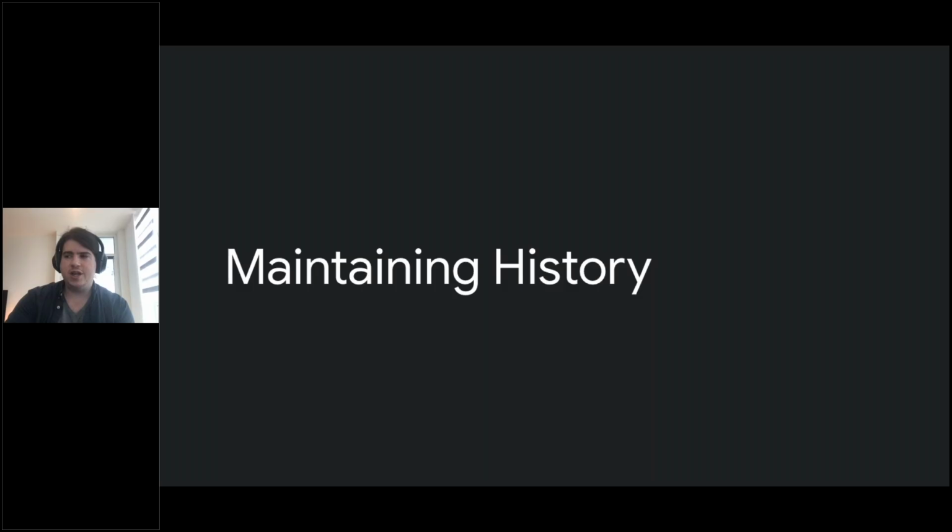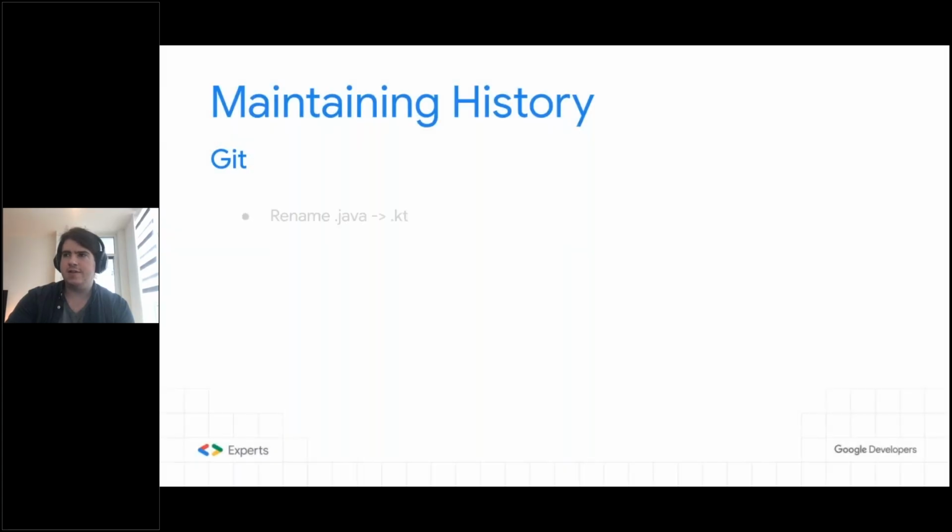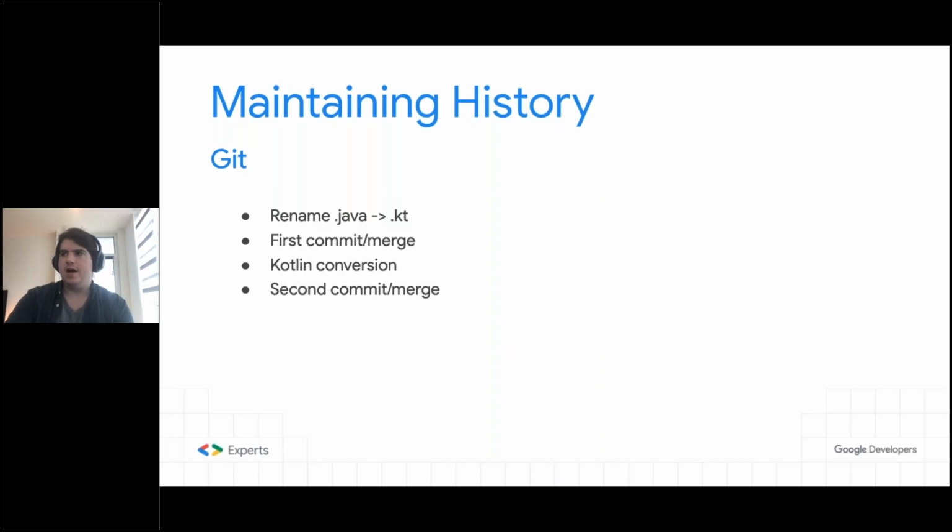Now this is possible to achieve. You could use Git to rename the Java file to a Kotlin file in one commit, commit that, and then do the Kotlin conversion and commit that. If you're using Git squashing, then remember that the entire pull request will appear as a single commit in your master history. For this to work, you have to have them as separate commits in the master history, not in your PR history. So they have to be separate PRs if you're using Git squashing.